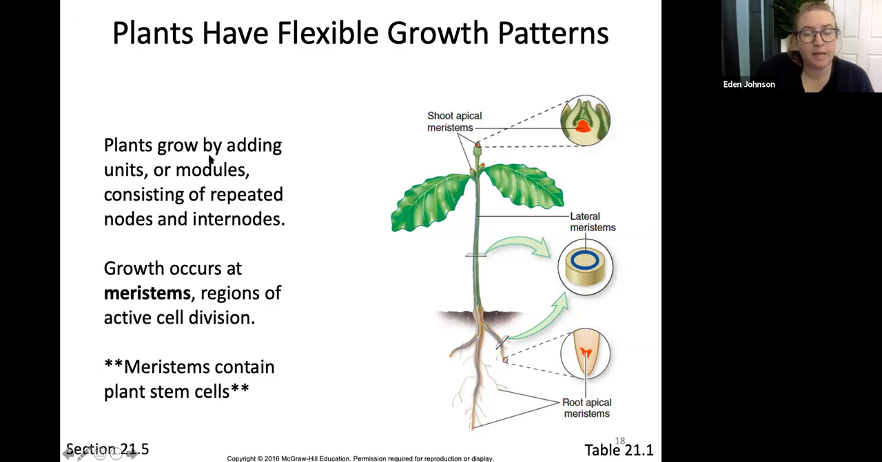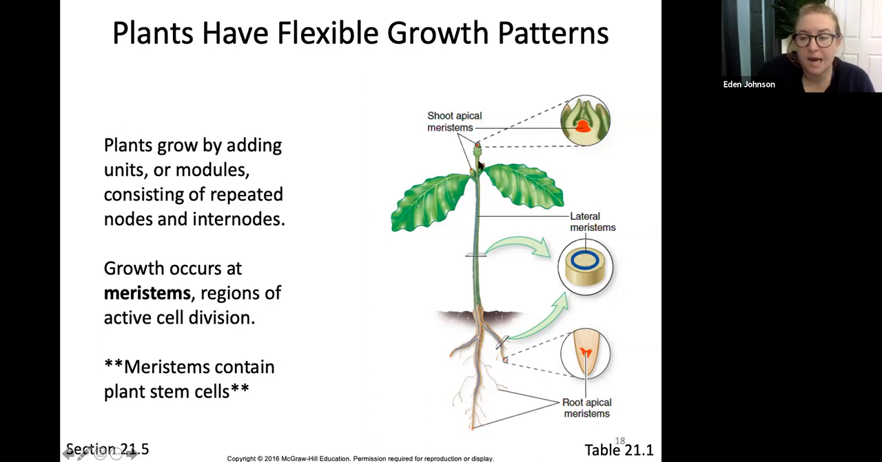The way that plants grow, whether you are determinate or indeterminate, they add units or modules, these repeating nodes and internodes. So you have a node with a leaf, an internode, and then another node with a leaf, an internode, a node with a leaf. And this growth is going to occur at meristems, which are regions of active cell division. So you have lots of different meristems.